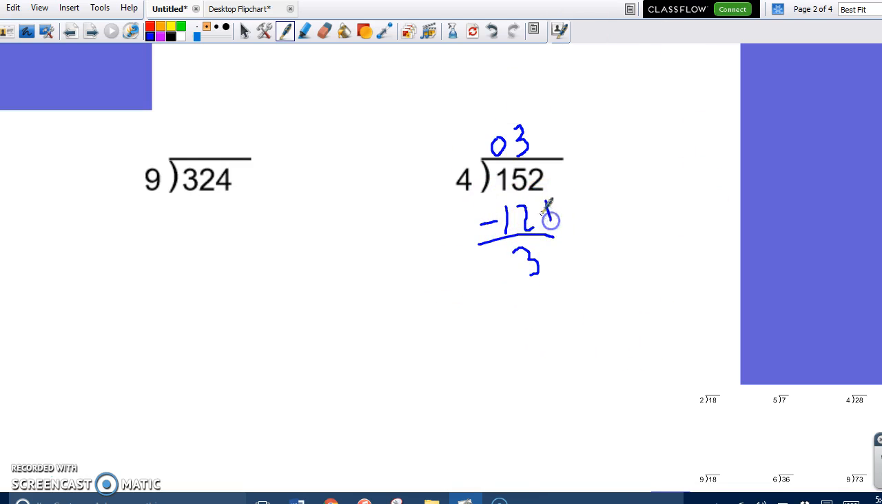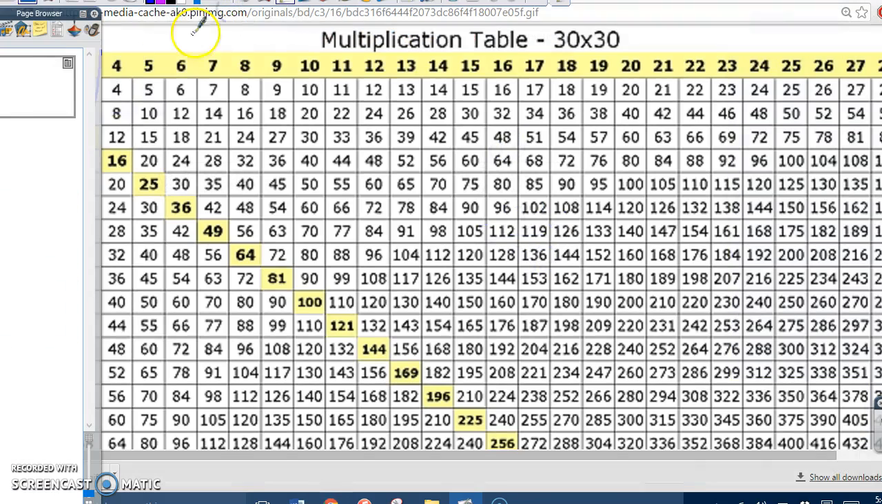But remember, you have an extra digit that you must bring down. Sometimes you don't have an extra digit, sometimes you do. So now I have to look at how many times 4 will go into 32. Okay, so look at your multiplication chart if you need to.